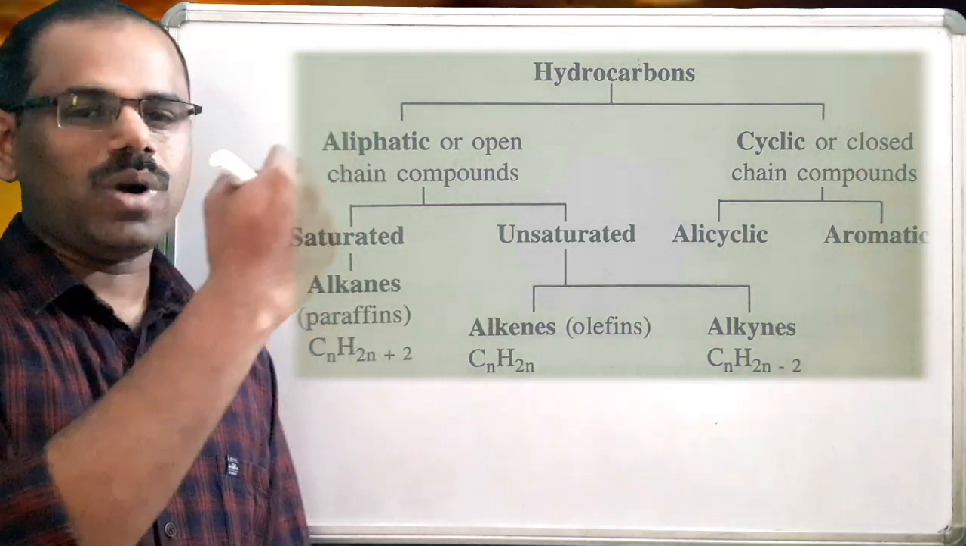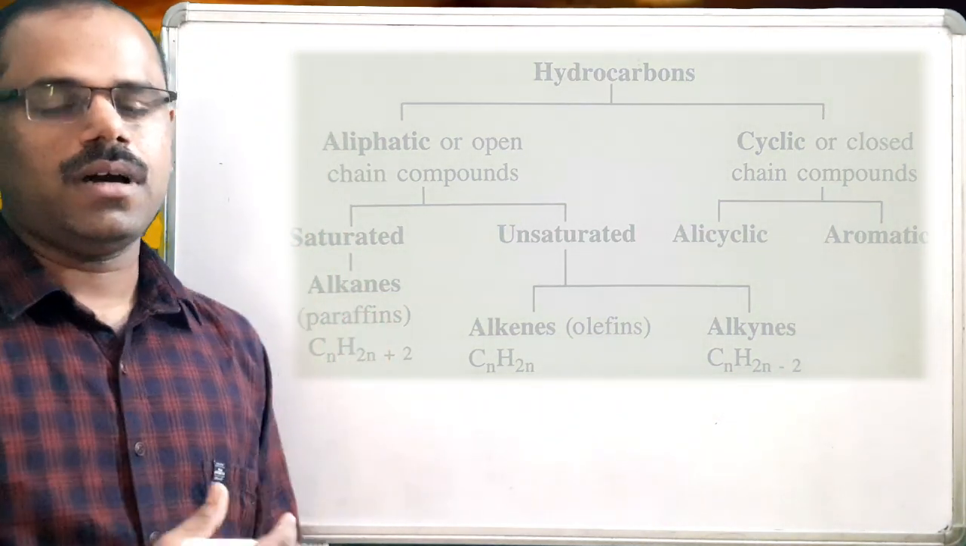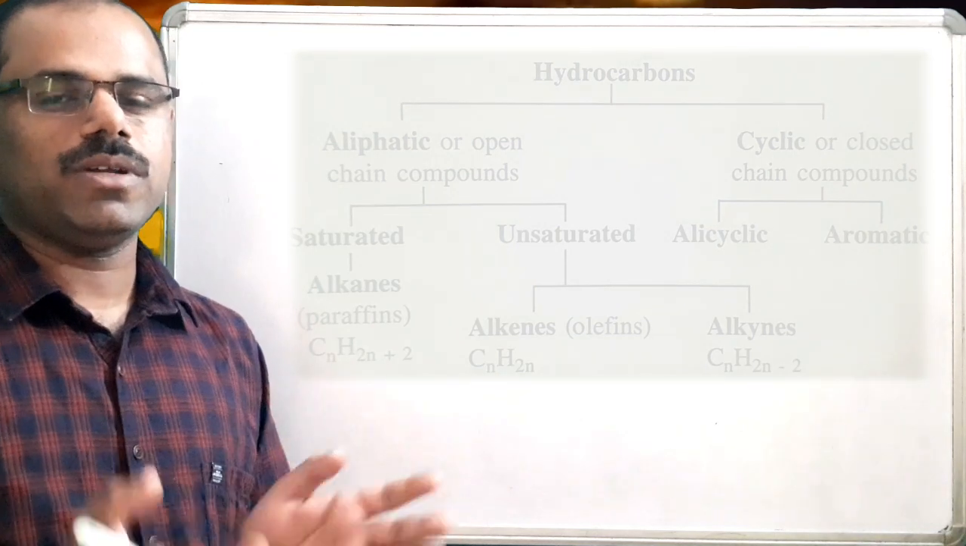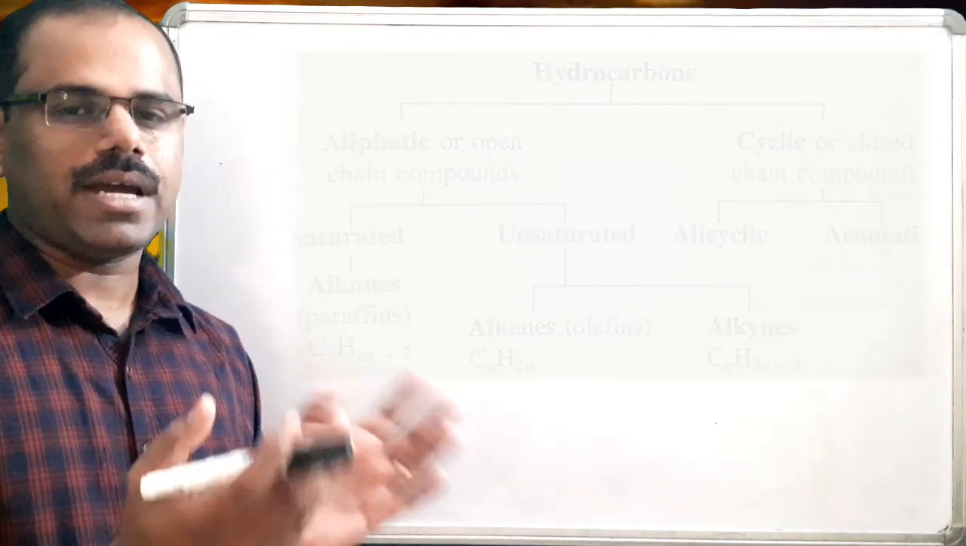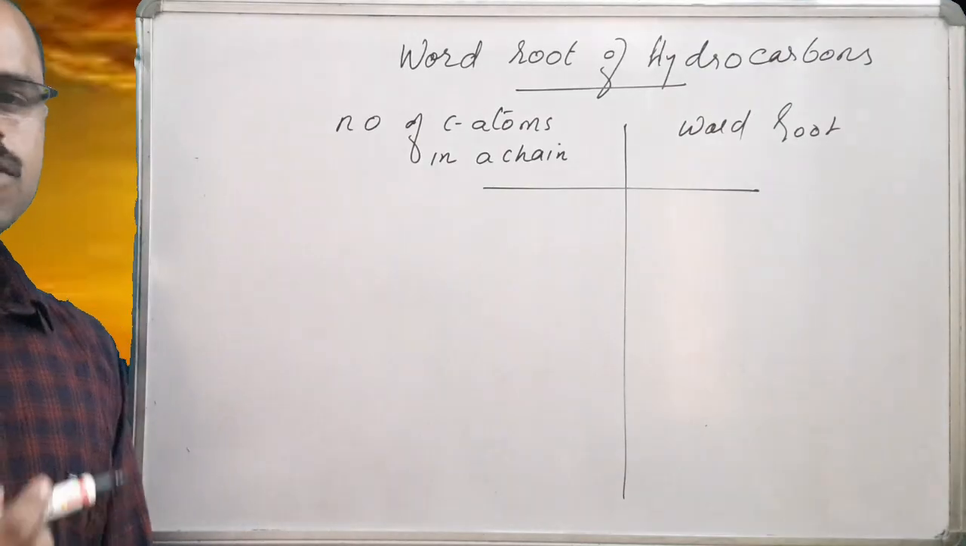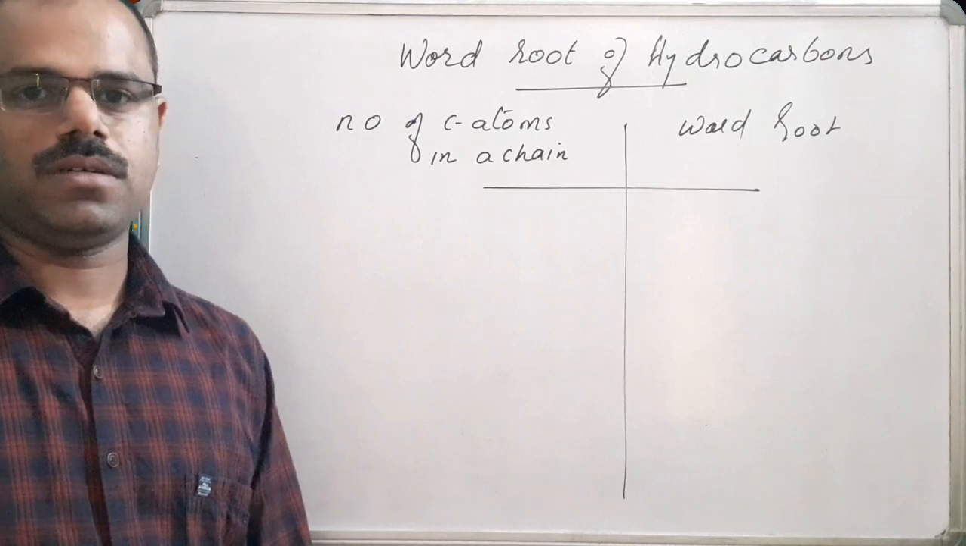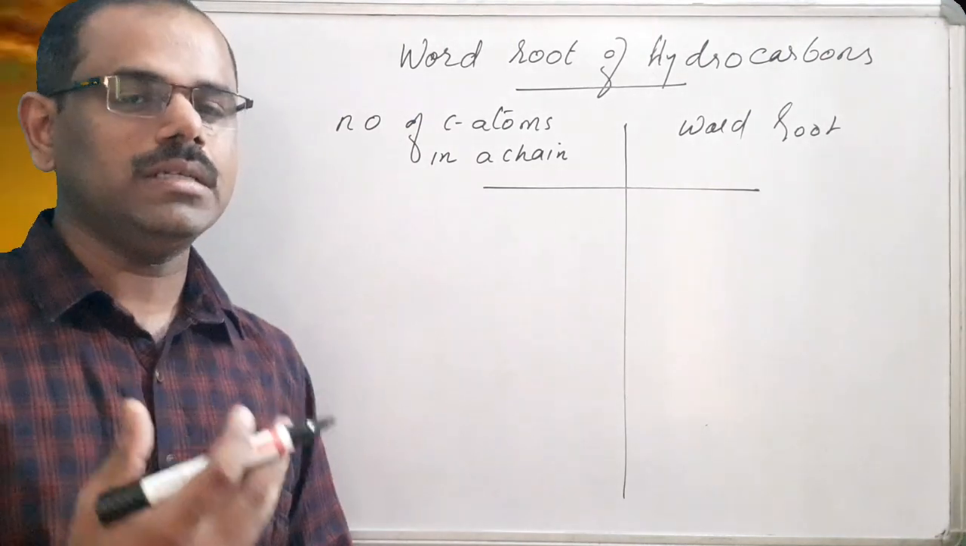We are going to see the general formula, how we name them, their bonding, the arrangement of carbon atoms, and carbon-hydrogen bonding. These are the things we are going to study today. First of all, we see the word roots for the nomenclature. For naming a compound, we need a word root.